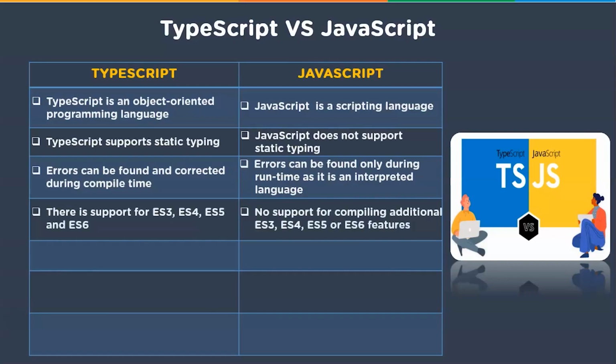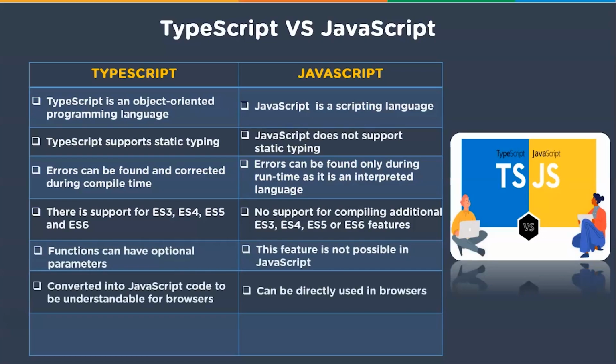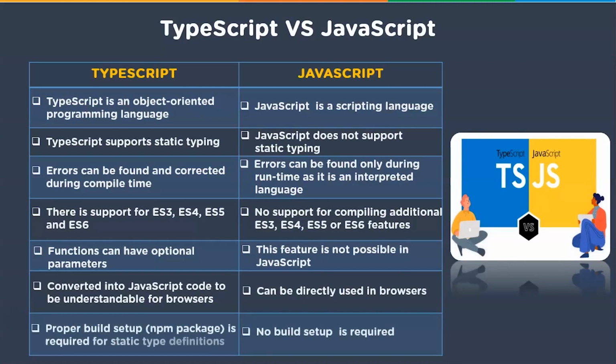There is a concept for ES3, ES4, ES5, and ES6 in TypeScript, whereas there is no support for compiling additional ES3, ES4, ES5, or ES6 features in JavaScript. Functions can have optional parameters in TypeScript, whereas this feature is not possible in JavaScript. TypeScript is converted into JavaScript code to be understandable for browsers. In JavaScript, this can directly be used in browsers. In TypeScript, proper build setup is required for static type definitions. No build setup is required in JavaScript.